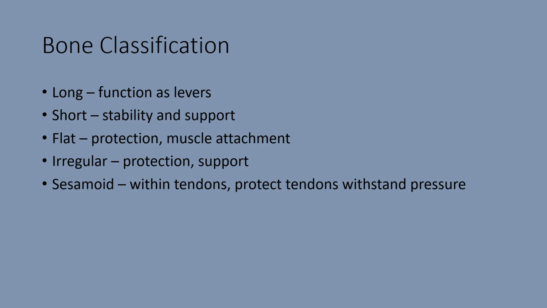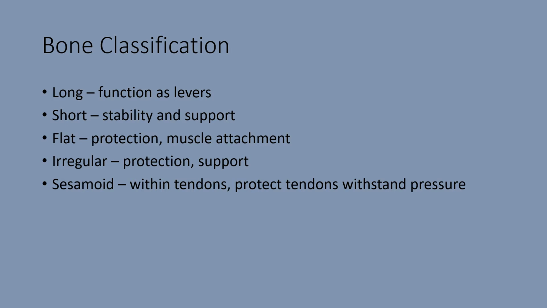Flat bones are often used for protection and once again muscle attachment. Irregular bones, as the name implies, you really can't fit that shape in anything else. An example would be your vertebrae. It's often used once again for support and protection.